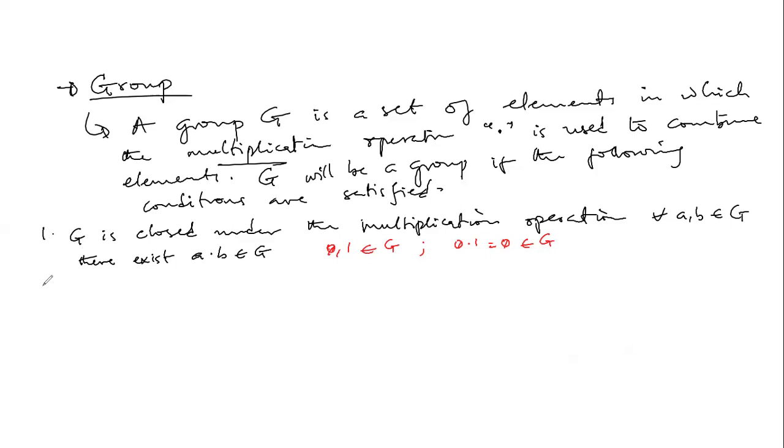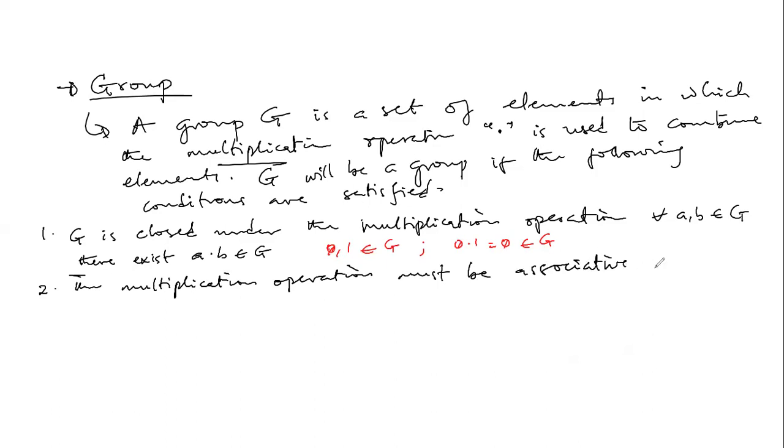And then the second condition that must be satisfied is that the multiplication operation is associative, okay? Observe that we are defining based on the multiplication operation. Now the multiplication operation must be associative. So it means that for all elements, say A, B, C in G, there exists a group if A dot B, dot C is the same as A dot B dot C. So that's the law of associativity, okay?